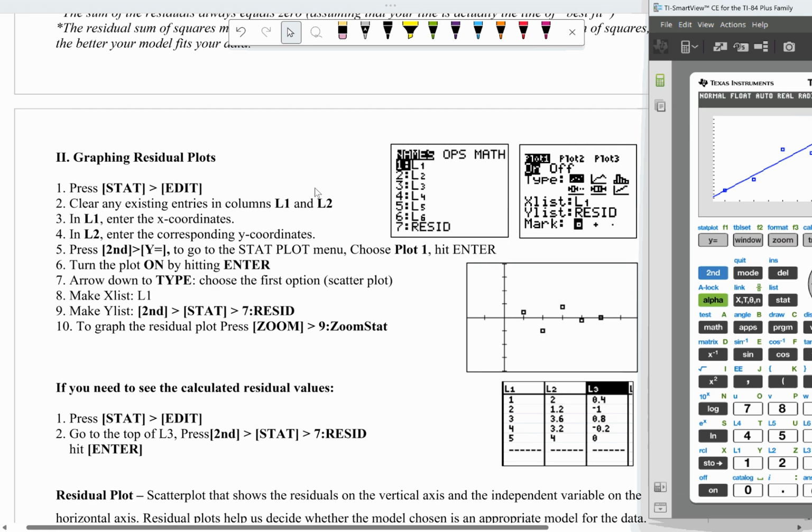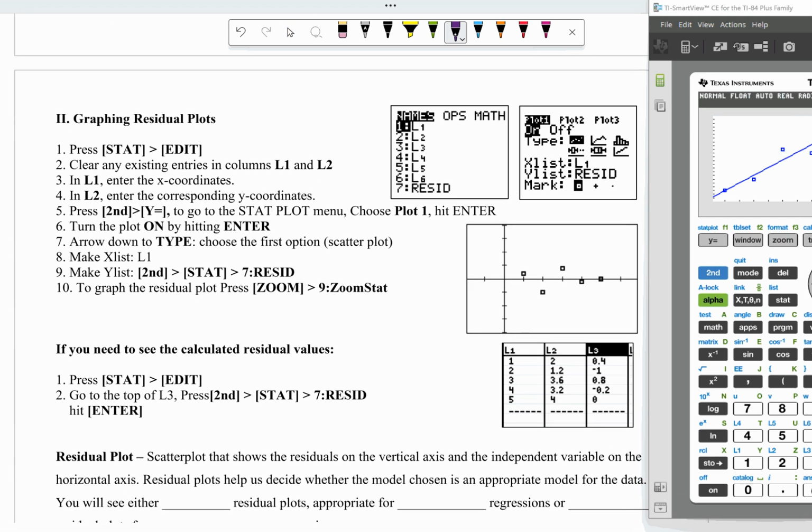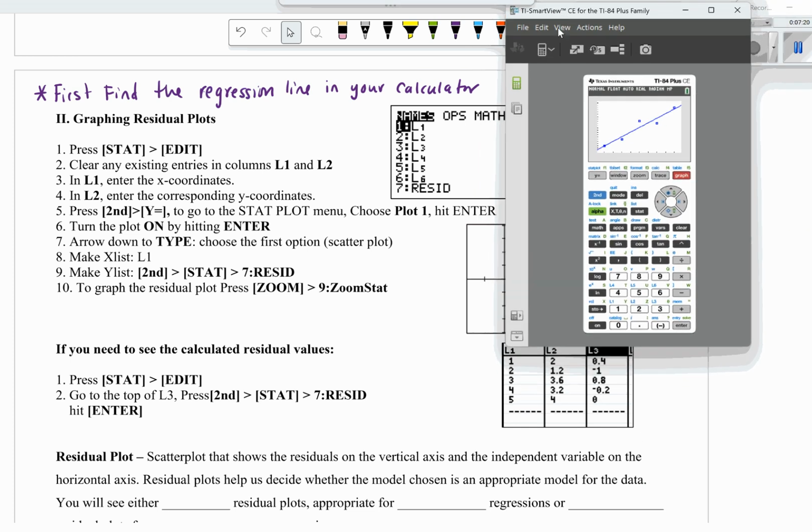So these are the steps that we're going to go through and follow to graph these. In order to do this, which I should have made a note on here, but it's on your other graphic organizer, in order to do a residual plot, you must first find the regression line or line of best fit in your calculator. If you don't do that first, then you won't be able to look at your residual plot. So let's go ahead and do these steps.